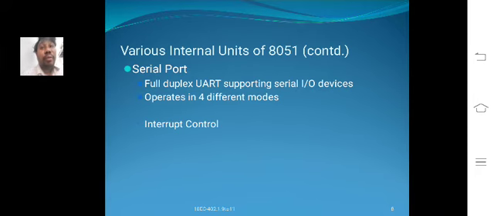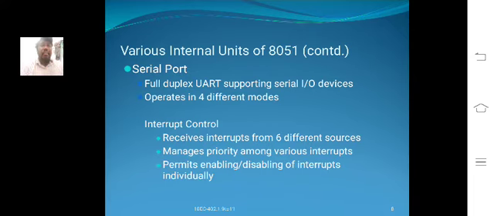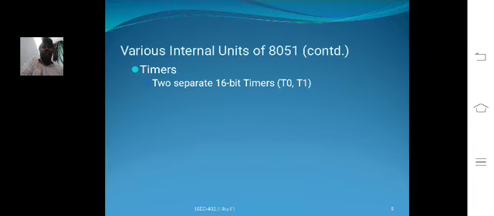And interrupt control: it receives the interrupts from 6 different sources and manages the priority among the various interrupts. That means the interrupts are executed based on the priority. It also permits enabling and disabling of interrupts individually. This is the discussion about the interrupts.